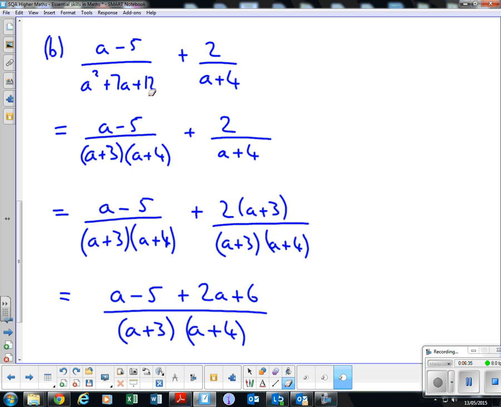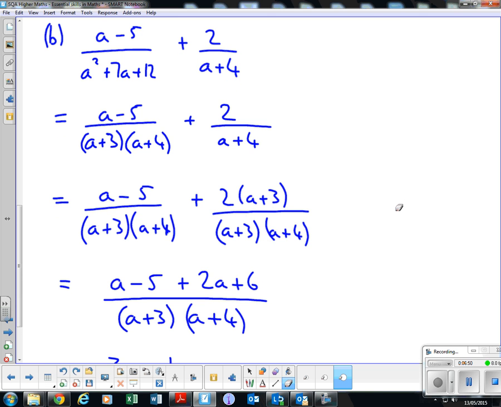Factors of 12, so it could be 12 and 1, 4 and 3, 6 and 2. To get the plus 7a, it would have to be the 4 and the 3. Just check the middle terms here. 3 times a, 4 times a. Add them together, we do indeed get 7a. So going from this line down to this line, now we do have something a little bit nicer looking here.